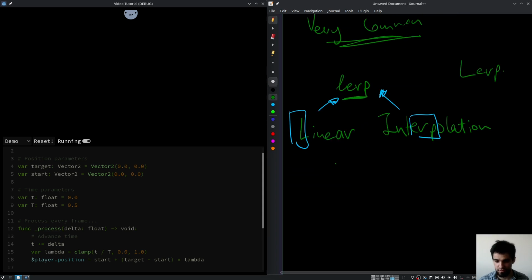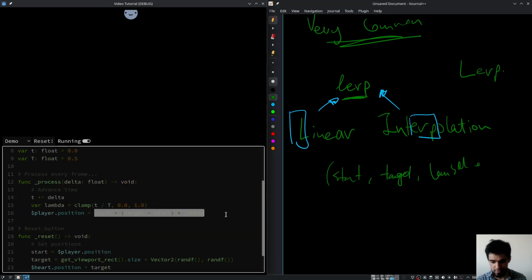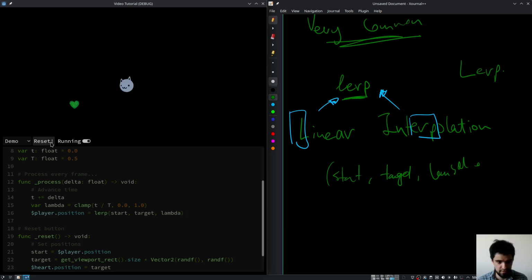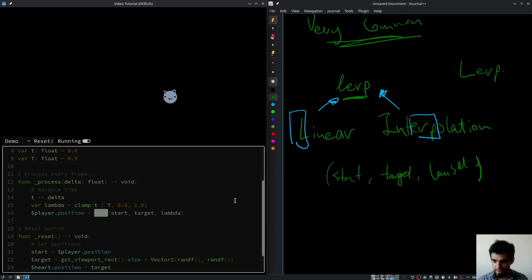The Lerp function will just take the start, the target, and the lambda. So let's just replace it. That's my Lerp, which is going from the start to the target with a lambda. We reset it, and it is working nicely. This function is going to be very useful, and you might want to start using it a lot because it's super useful. Whenever you want to move something from one place to another, you can do it with this.